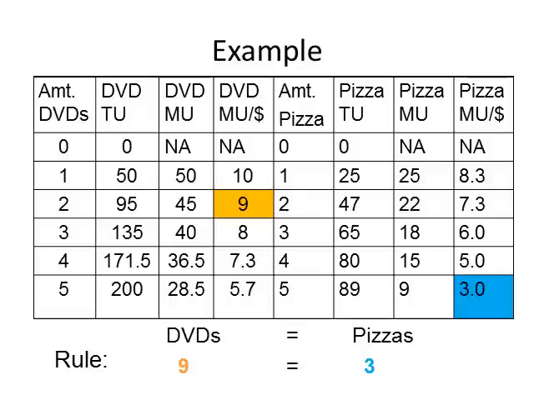Moving down one row of the pizza MU divided by dollar sign column, the DVD MU divided by dollar sign is 9, and the pizza MU divided by dollar sign is 3. Since 9 is not equal to 3, Colleen will choose not to consume at this point.